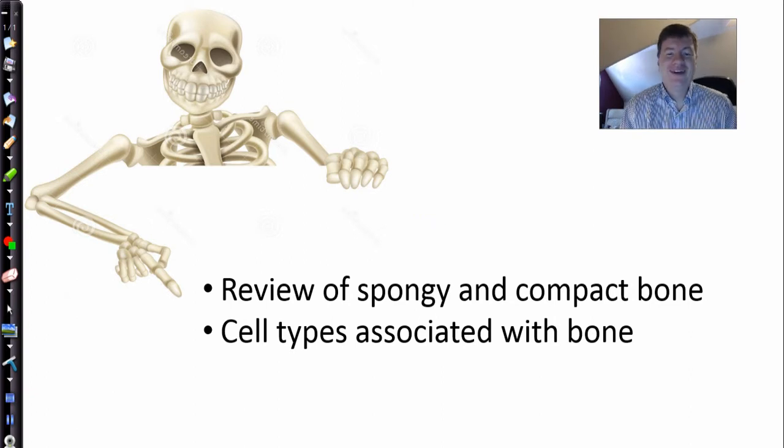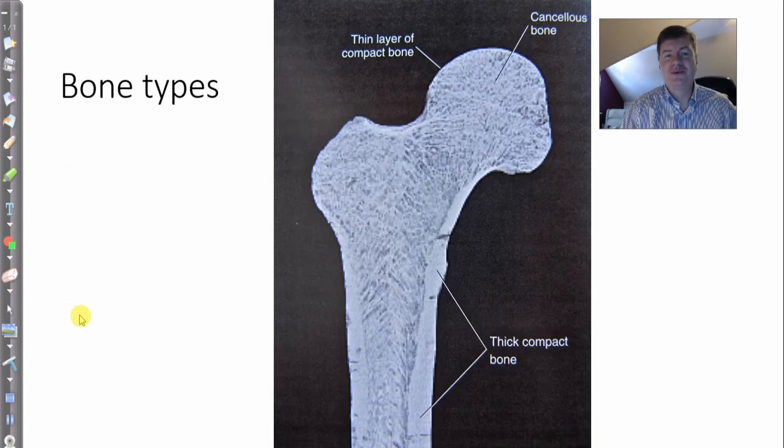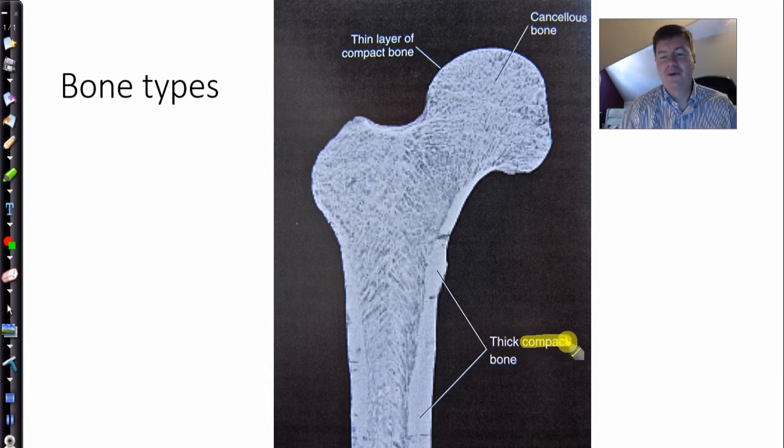We're going to look now at spongy and compact bone and also some cell types that we associate with the osseous or bone tissue. First, let's remind ourselves of the basic bone types, the ones that we just mentioned, that we're going to find two basic kinds of bone tissue. We're going to find compact bone, and compact bone is a bone that we associate with being very dense and on the outside of bone.